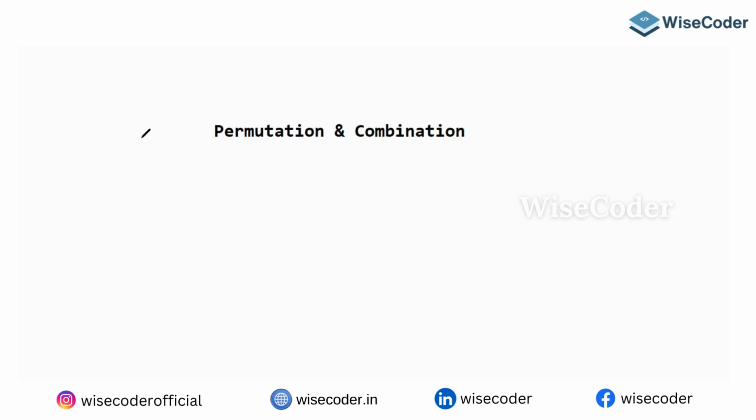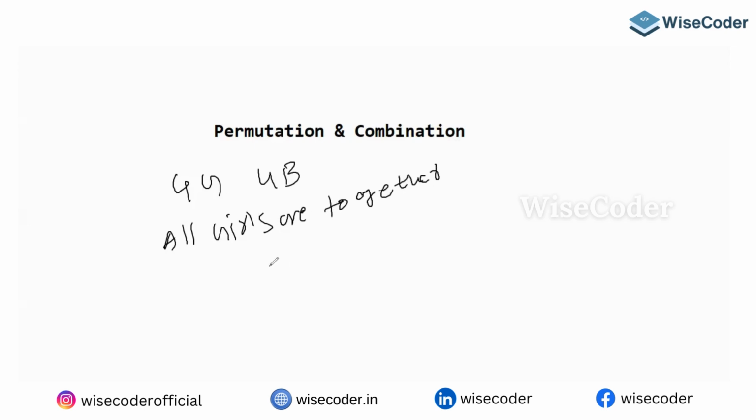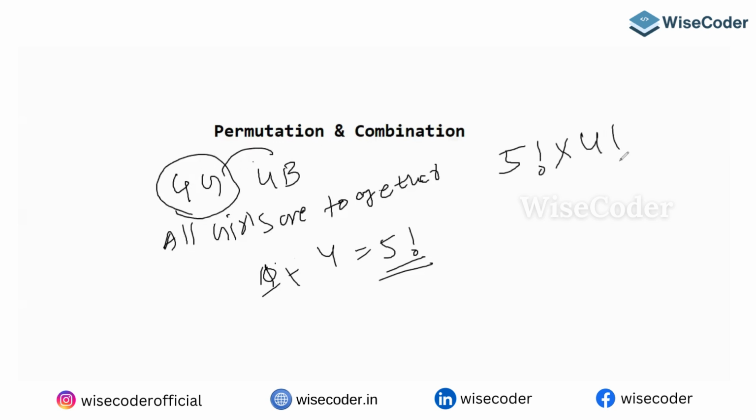Okay, guys, look here. There are 4 girls and 4 boys. The condition is all girls are together. When all girls are together, I can say the girls are 1 unit and the boys are 4. So 1 unit plus 4, there is 5 factorial, no? Yes or no? But among themselves, the girls can be arranged in how many ways? Again, 4 factorial ways.